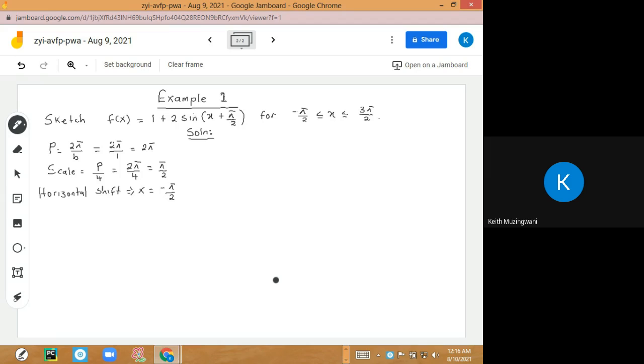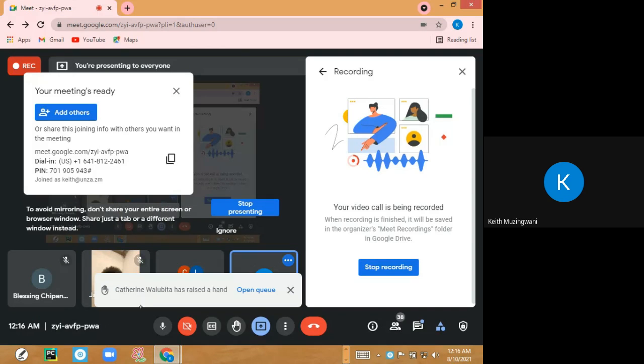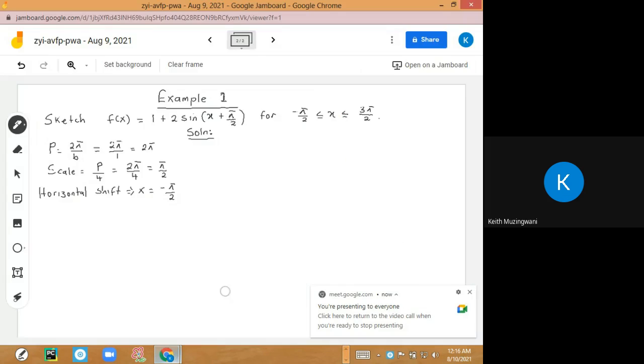So that when you have these three properties, you can attempt to sketch your graph. Catherine. Sir, I'm still not clear on the P. On the scale, that P. Where is it coming from? That's a period. Okay, thank you, sir.